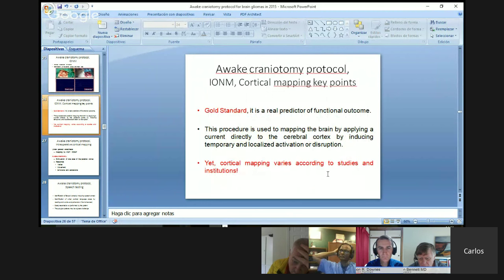The cortical mapping key points: it is the gold standard. It is a real predictor of functional outcome. This procedure maps the brain by applying a current directly to the cerebral cortex, inducing temporary and localized disruption of some areas. Yet, cortical mapping varies according to the studies and the institutions. So we have many protocols that will maybe be unified in the next years.